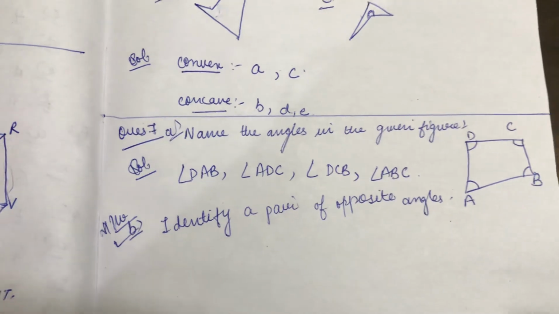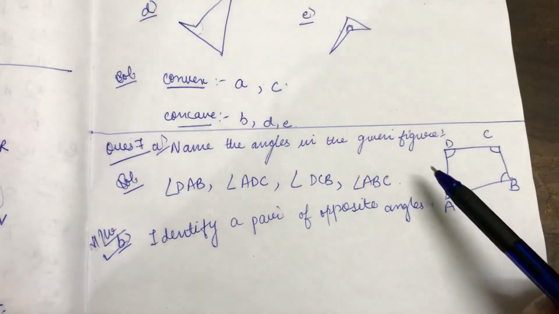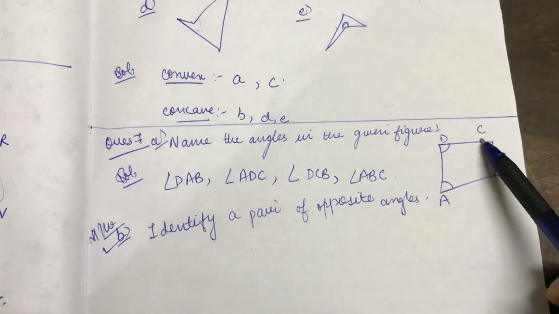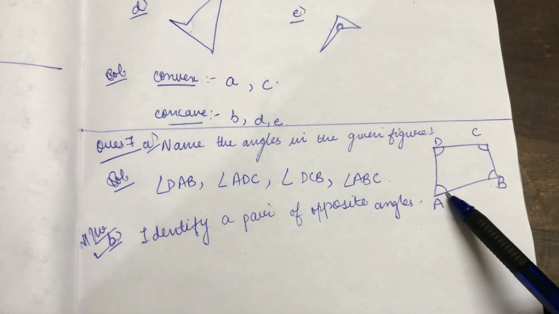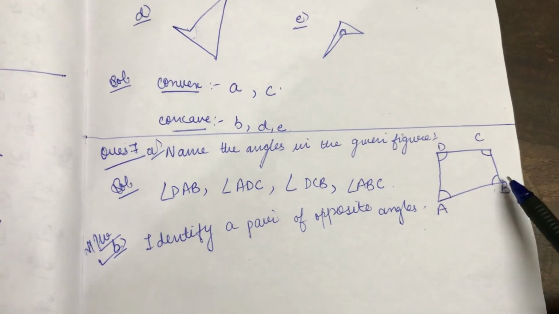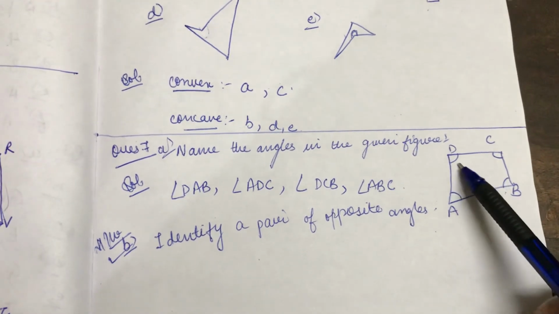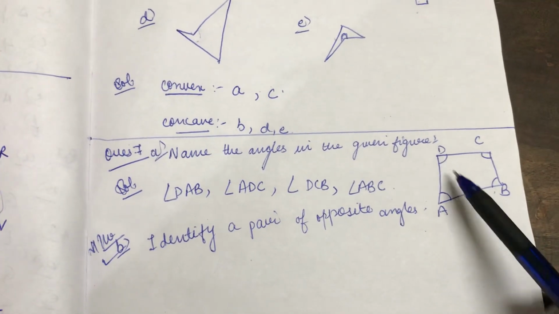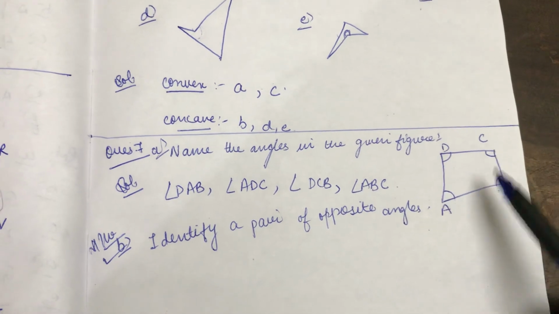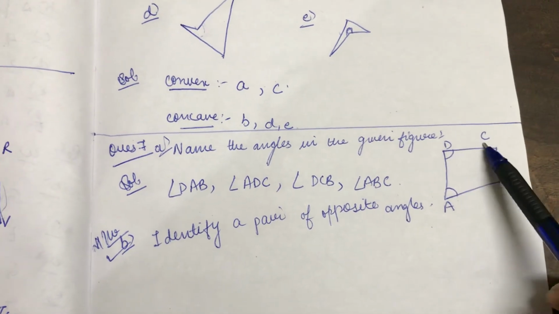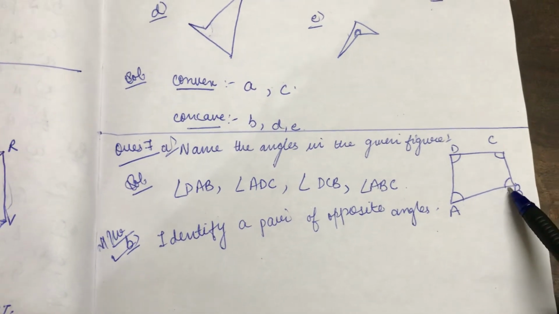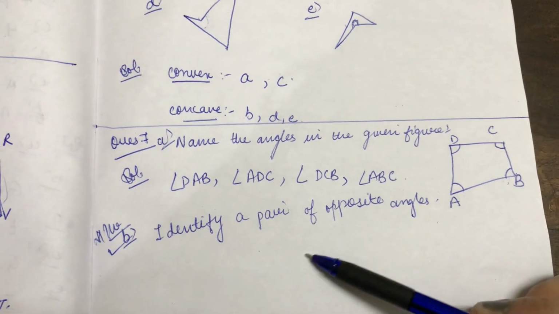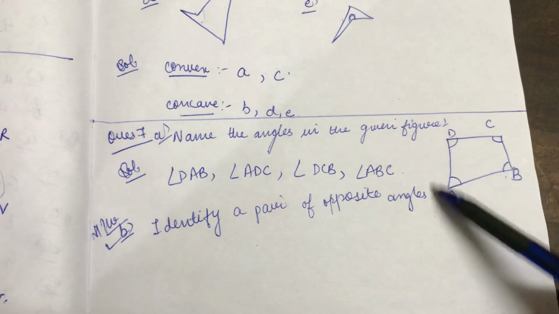Next question is, name the angles in the given figure. Now we have 4 angles because it is a quadrilateral. So the names of the angles are, first if I want to name this angle, it will be DAB. Then if I want to name this angle, then it will be D in the middle, so it should be ADC. Next DCB, this angle, and angle ABC, this angle. Now the homework for today is, identify a pair of opposite angles from this figure.